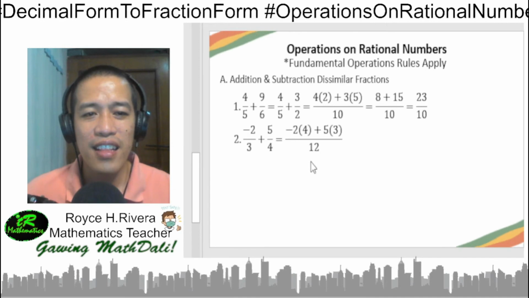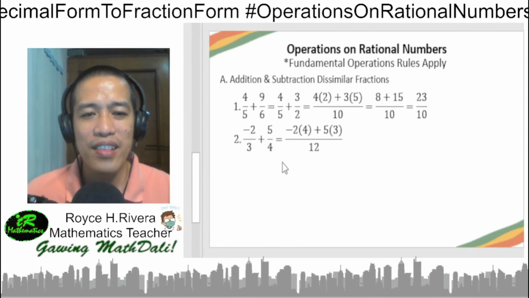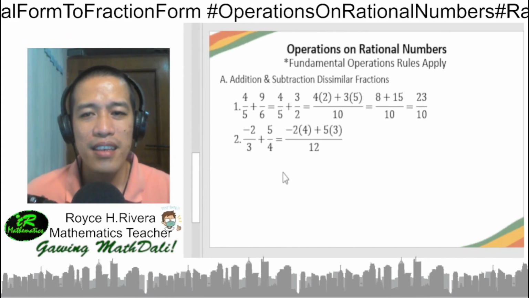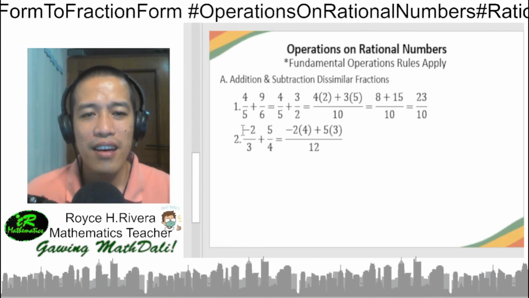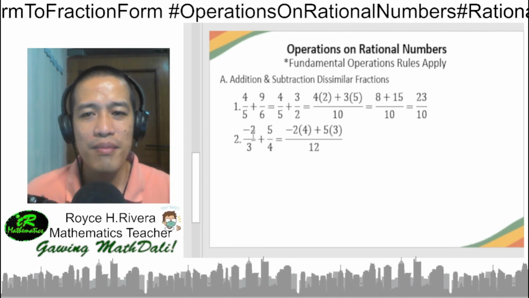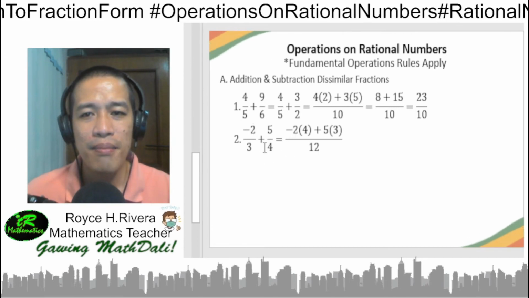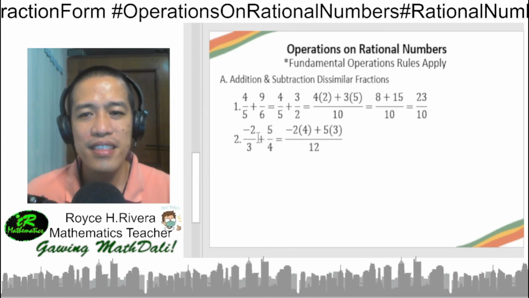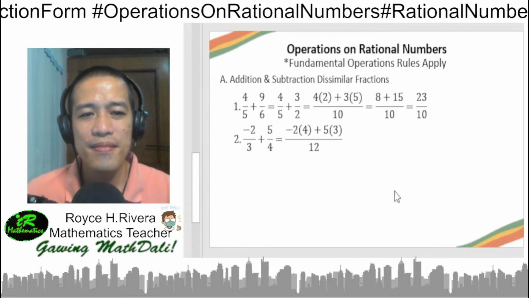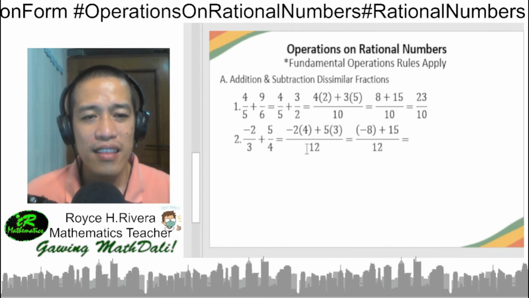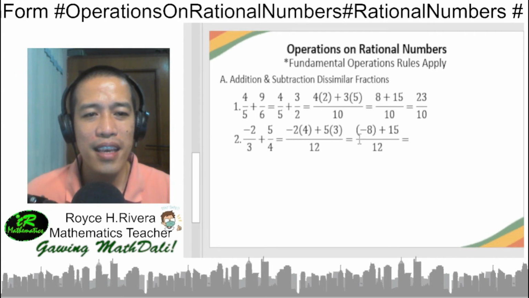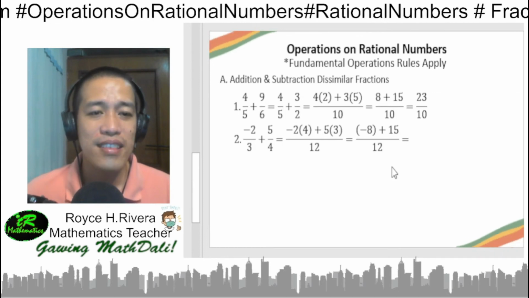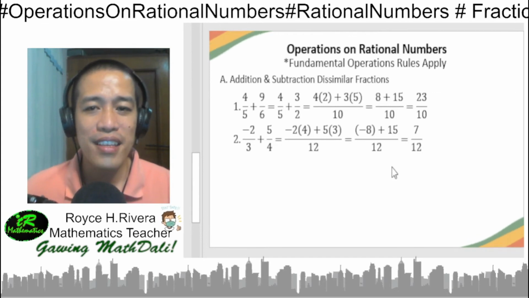Get the LCD or least common denominator, or multiply 3 times 4, that is 12, and get the cross product of negative 2 times 4 plus 5 times 3. We will obtain negative 2 times 4 is negative 8, plus 5 times 3 is 15, all over 12. We will have 7 over 12.